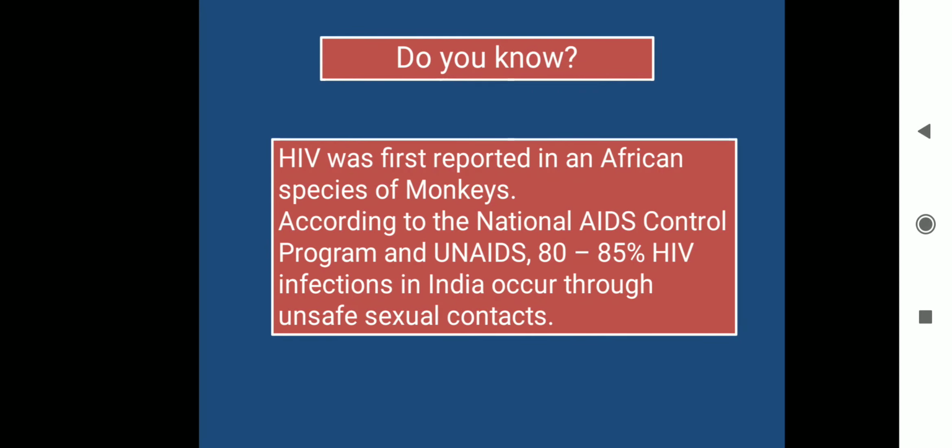Do you know HIV was first reported in an African species of monkeys, according to the National AIDS Control Program, and UNAIDS means Joint United Nations Program on HIV and AIDS. 80 to 85% of HIV infection in India occurs through unsafe sexual contact.